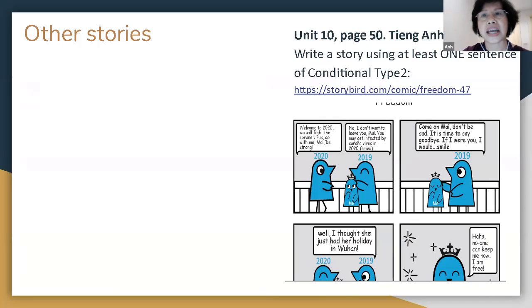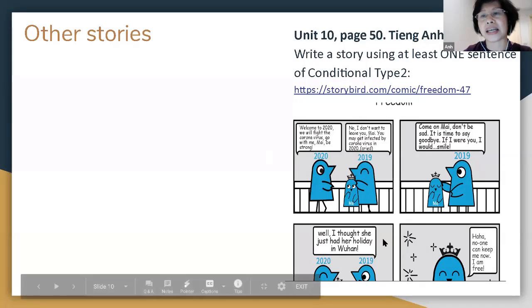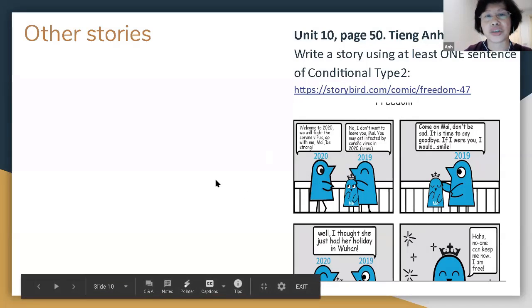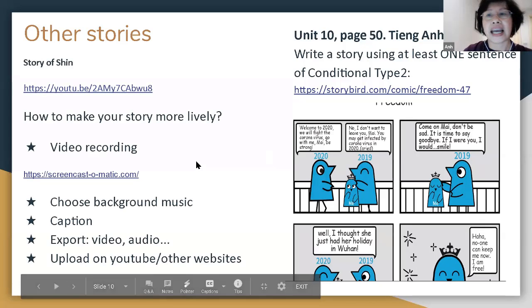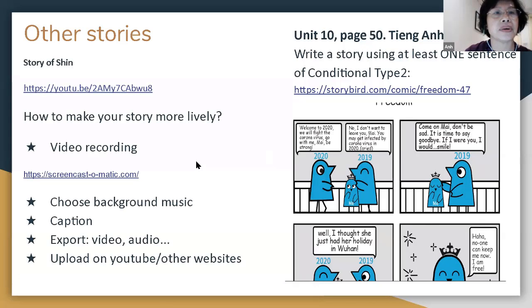I look at Unit 10, page 50, Tiếng Anh 10, version 2. Here you can assign your students a task to write a story using at least one sentence of conditional type like this. Students can take turns, or at home they can make up their own comics and send them to you. There's another tip on how to make your story more lively.